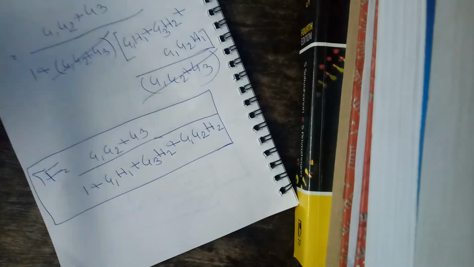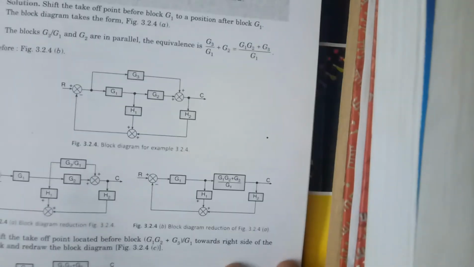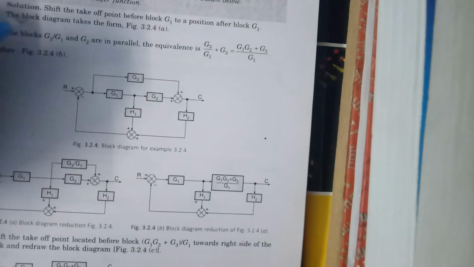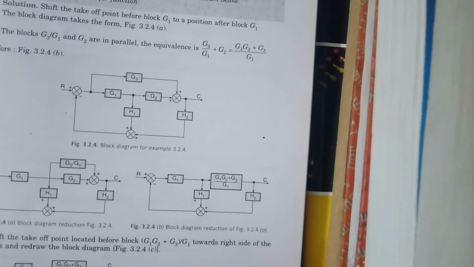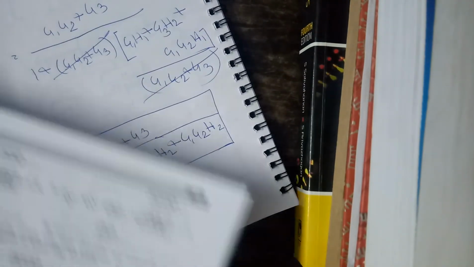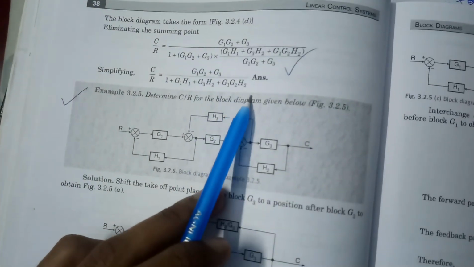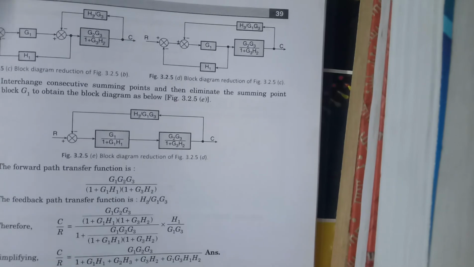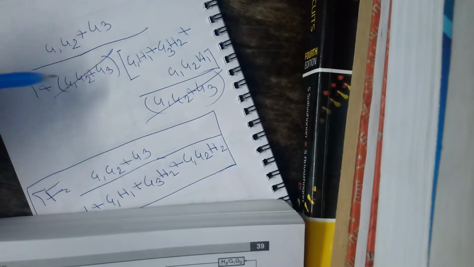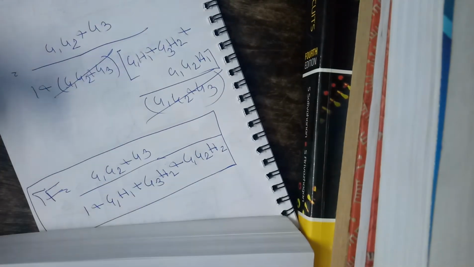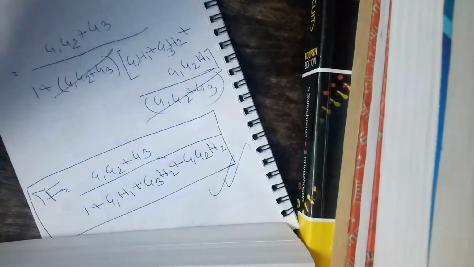So let us check this. We had given this sum from the book of Mankey. So this is the sum that we were doing and we had got the final answer in the book, that is equal to G1 G2 plus G3 by 1 plus G1 H1 plus G3 H2 plus G1 G2 H2. So we have found out the final answer from the book, which is equal to the answer that we have found out right now. So the answers have matched and so we have done it right.